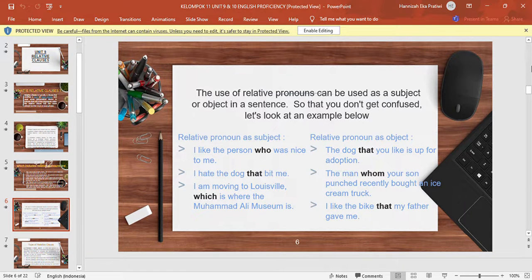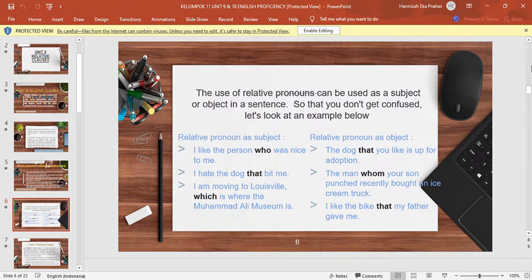And next, Nina Nurjaman. Thank you, Ainun. Relative pronouns can be used as a subject or object in a sentence, so that you don't get confused. Let's look at the examples below.